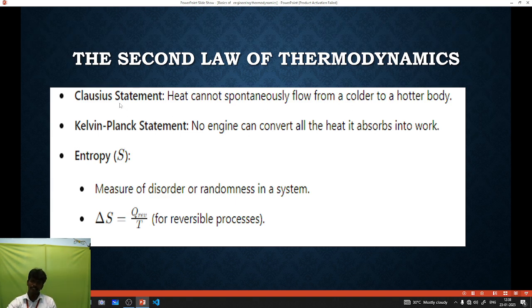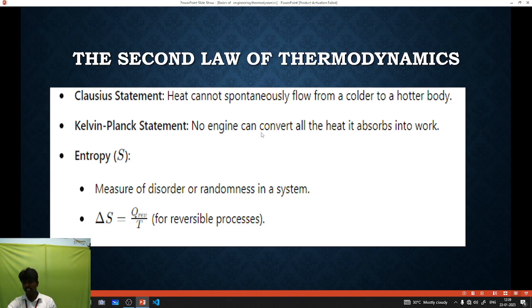This is a Clausius statement. Kelvin-Planck statement means no engine can convert all the heat it absorbs into work. 100% of input does not provide 100% of output. Some losses will occur from the engines, pumps, whatever the thermodynamical systems, from energy losses, pressure losses, some heat absorptions.